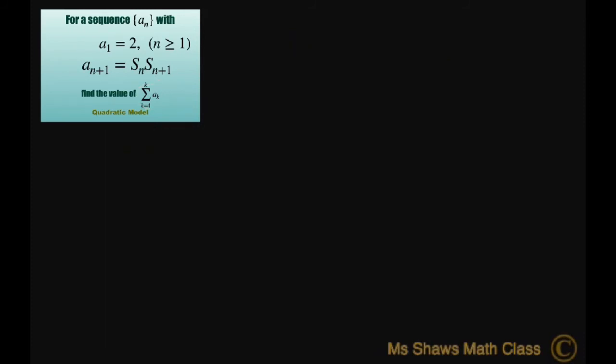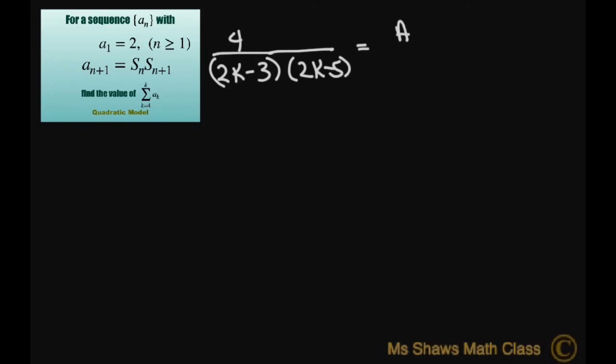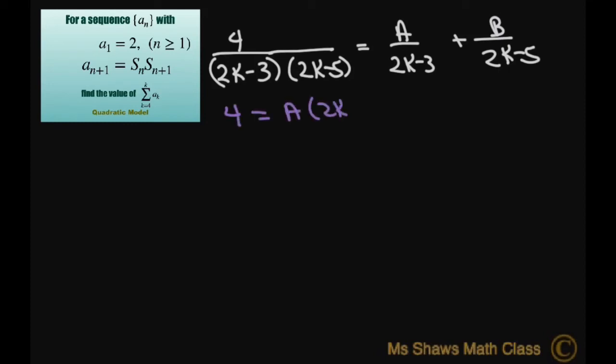So just looking at that, I'm going to write 4 divided by 2k minus 3 times 2k minus 5 as a divided by 2k minus 3 plus b divided by 2k minus 5. All right, clearing the fractions, we're going to get 4 equals a times 2k minus 5 plus b times 2k minus 3.